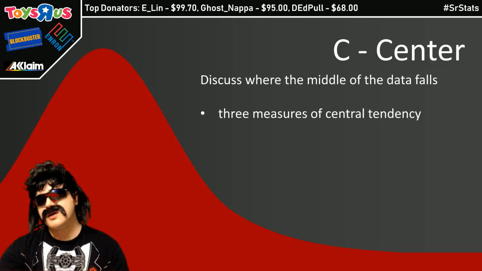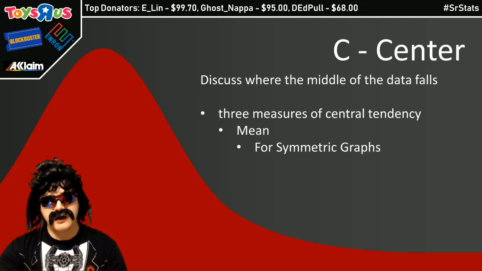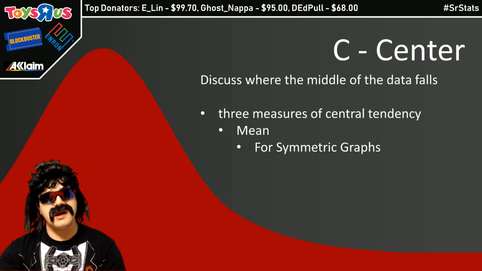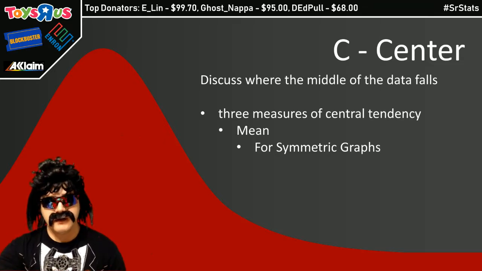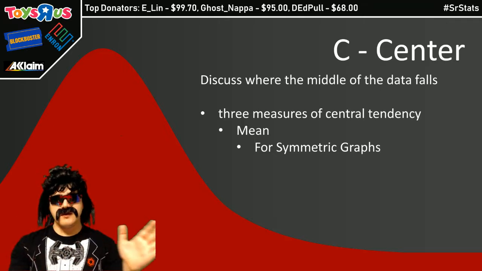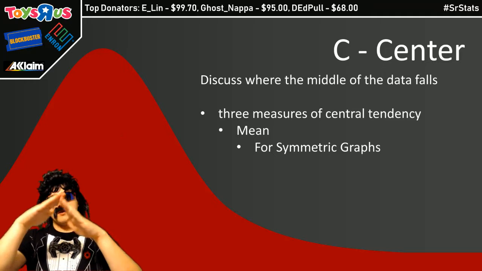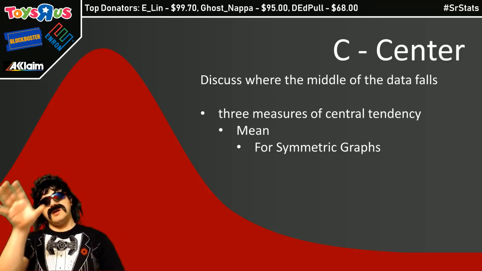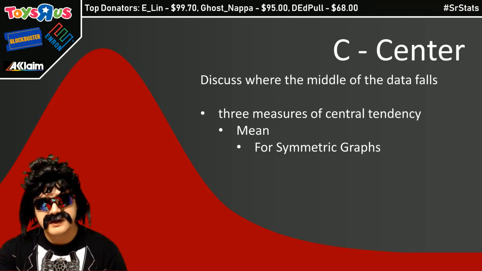There are three measures of central tendency that we can use for this. First is the mean. This is used in symmetric graphs. The mean is the average, so you add up all the numbers, divide by the total, and that's your mean. Whenever the graph is uniform and symmetric, with a little bit of a curve to it and equal on both sides, then that's the ideal central tendency to use.